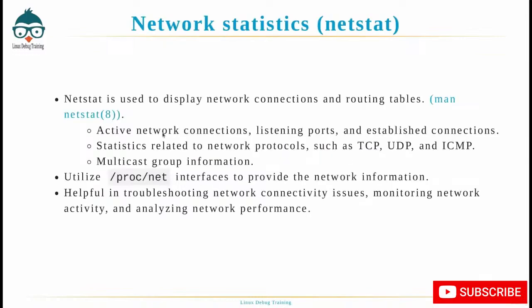The netstat command, or network statistics command, is used to display the network connections and the routing table. Connection wise, it provides information about the active connections, listening ports, and established connections. It provides us the statistics related to network protocols such as TCP, UDP, ICMP, etc. And it also provides multicast group information.